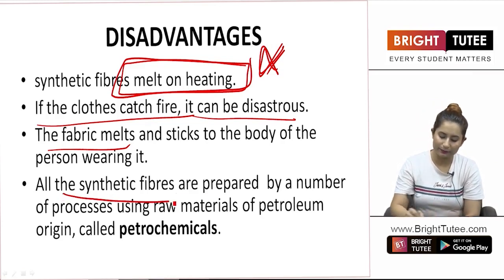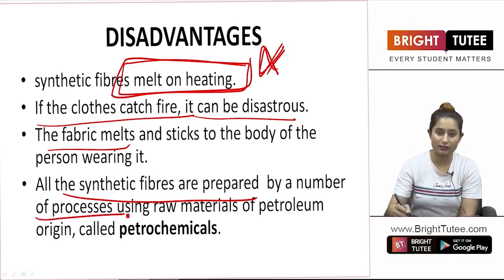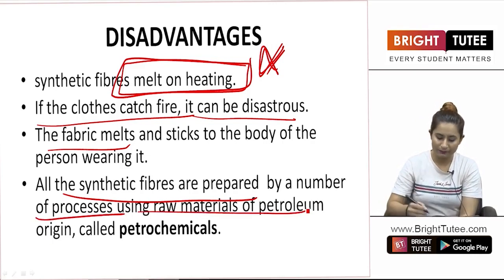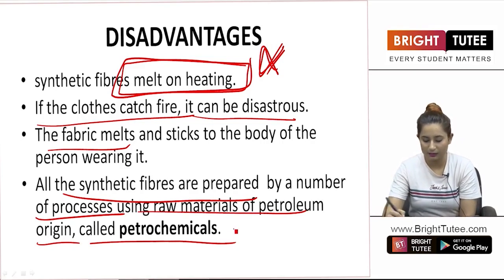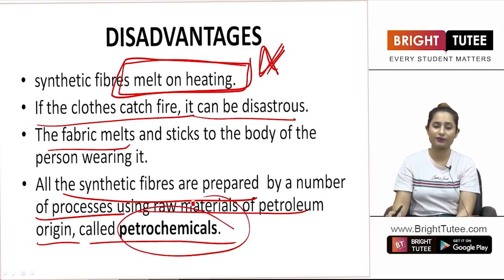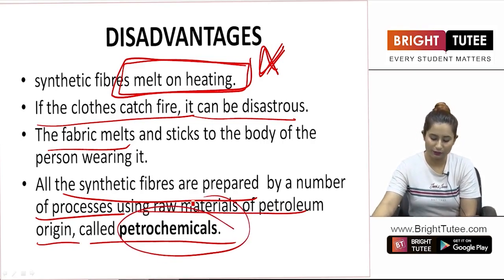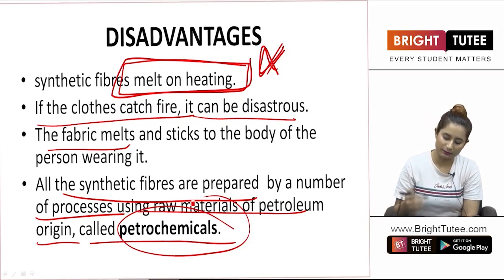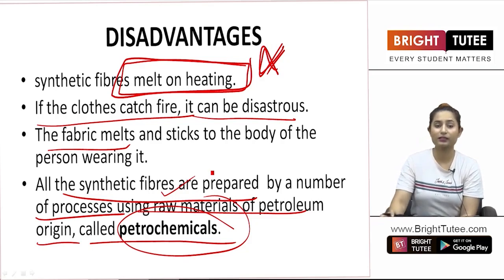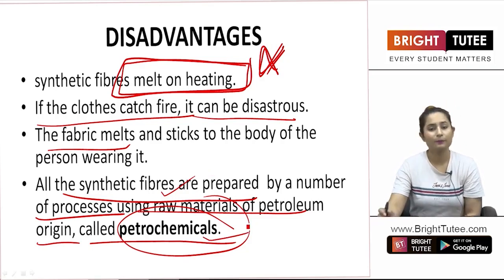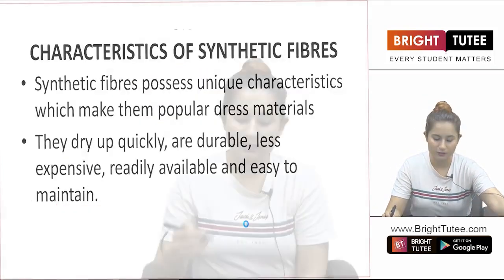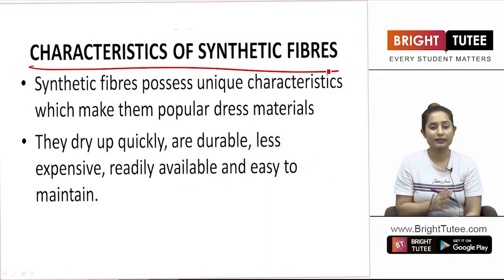All the synthetic fibers are prepared by a number of processes using raw materials of petroleum origin called petrochemicals. This is another property. This is not a disadvantage. This is just a fact that the fibers are prepared by using a lot of processes using raw materials of petroleum, which are also called petrochemicals. Right, students? Characteristics of synthetic fibers.